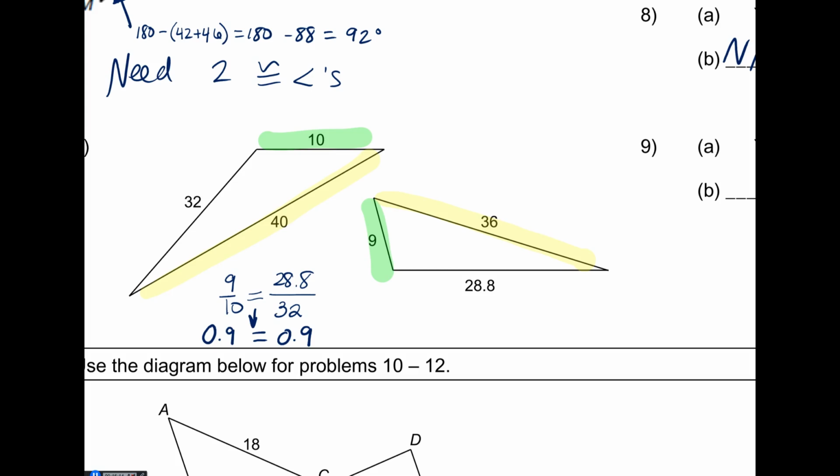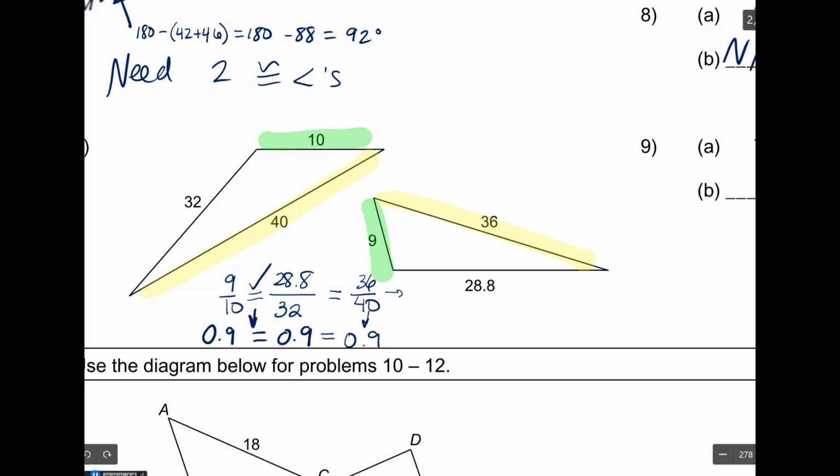Alright, so 9/10 as a decimal is 0.9. 28.8 divided by 32 is 0.9. Those are the same numbers, so those match up. What I need to do is make sure that the last one is also equal. So I know that that's equal. Is 36 over 40 the same thing? Yes, that's also equal to 0.9.